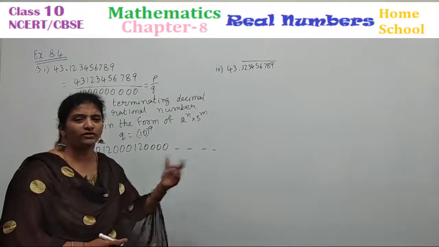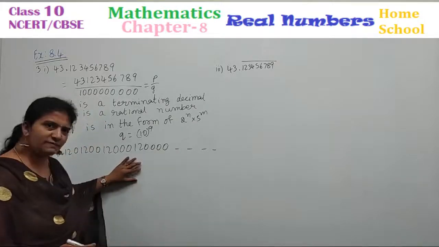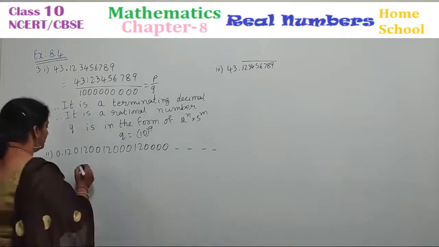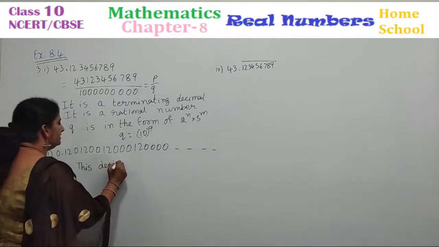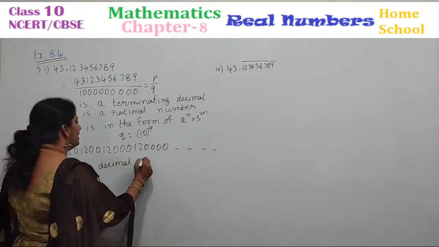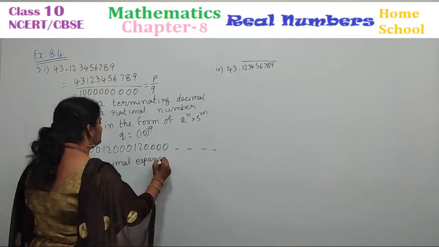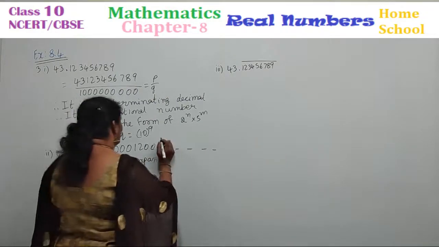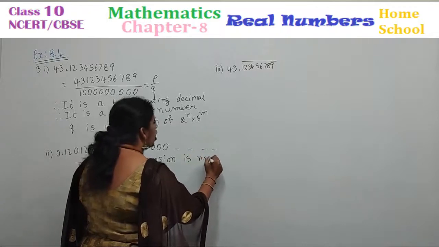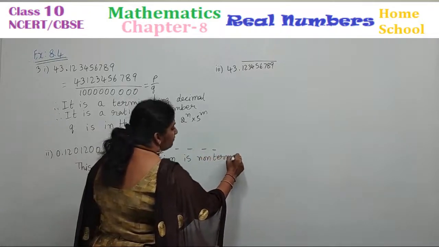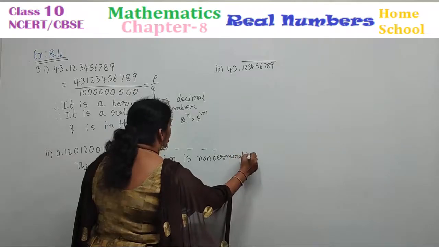0.120, and so on. So by seeing this decimal expansion, what can you say? This decimal expansion is non-terminating. There is no end for this expansion.